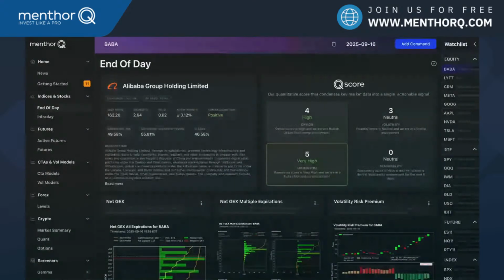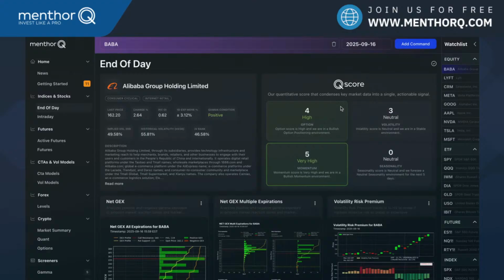All right. So now we're going to go through some examples on how you can trade stocks with MenthorQ. First, we're going to use Alibaba as an example. There's been a strong price reaction over the past few weeks. The first thing you want to look for is the Q score, right? As you open up an asset, Baba for example, you want to see what's going on with the asset.